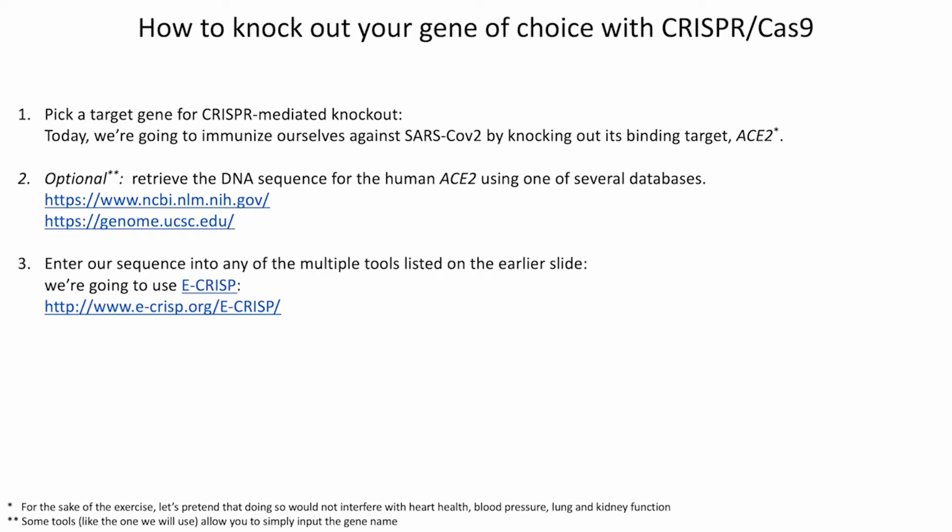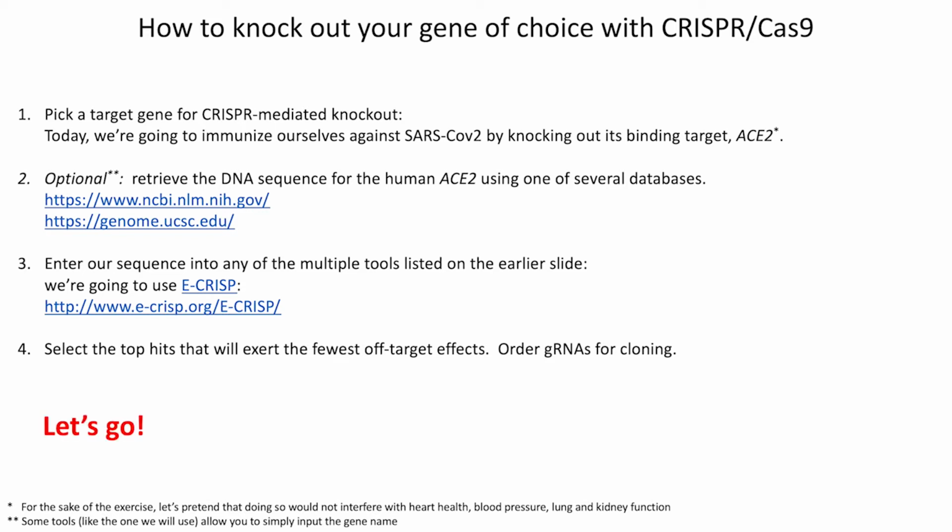We'll enter our sequence into any of the multiple tools I listed on the earlier slide. Today we're going to use one called eCRISP. And after that, we'll select the top hits that will exert the fewest off-target effects. And then we'll order our guide RNAs for cloning. So let's go.